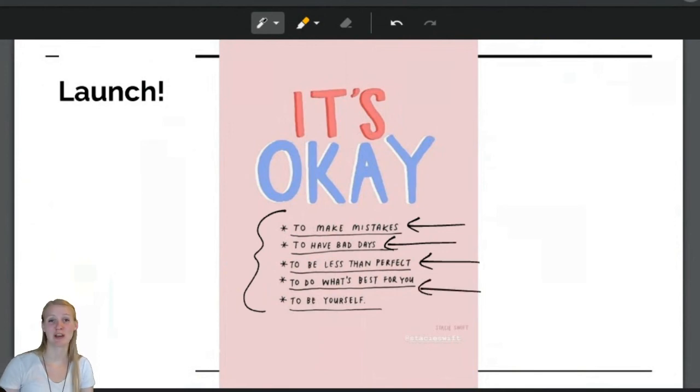It's okay to do what's best for you. If there's somebody in your life that is just not healthy, not good for you, it is okay to ask them to step away. Or it's okay to step away yourself. It's not selfish if it's what you really need. And it's okay to be yourself.